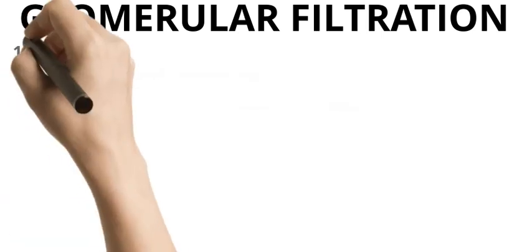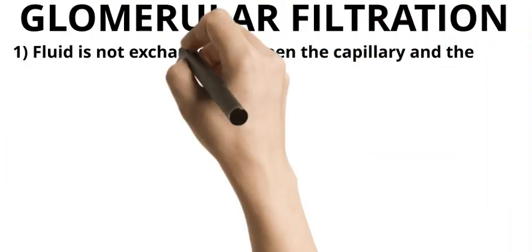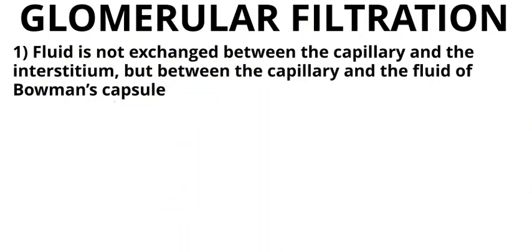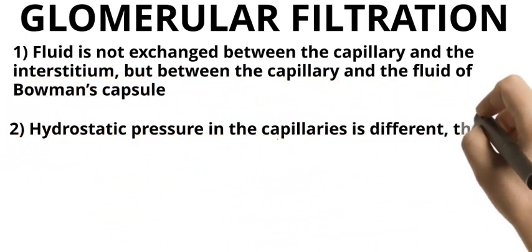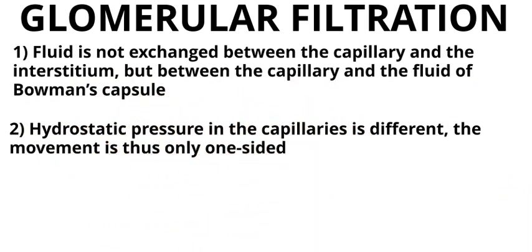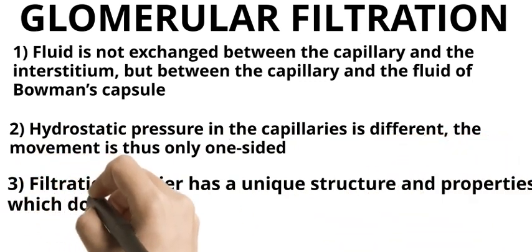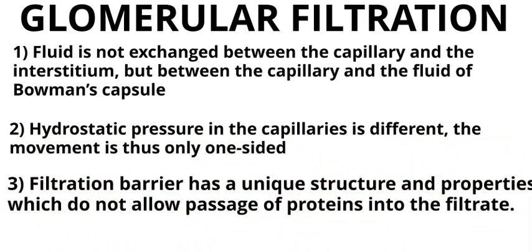1. Fluid is not exchanged between the capillaries and the interstitium, but rather fluid exchange is between the capillary and the fluid of the Bowman's capsule. 2. Hydrostatic pressure in the capillaries is different. The movement is only in a one-sided direction, that is, in the direction of the filtration. And then the third exception, the filtration barrier has a unique structure and properties which do not allow passage of protein into the filtrate or the urine that will be formed.